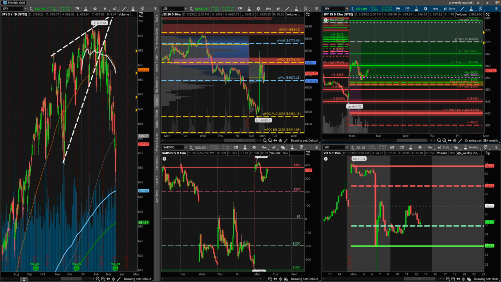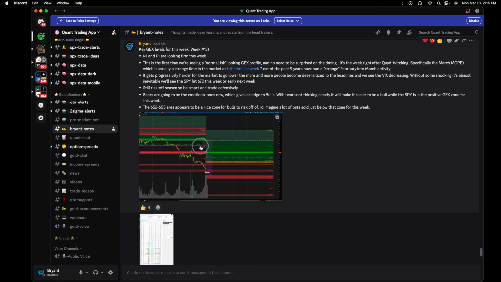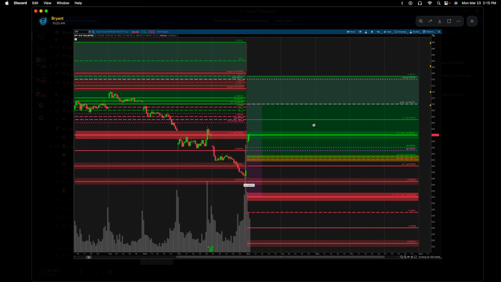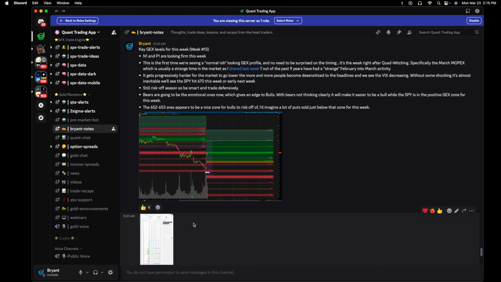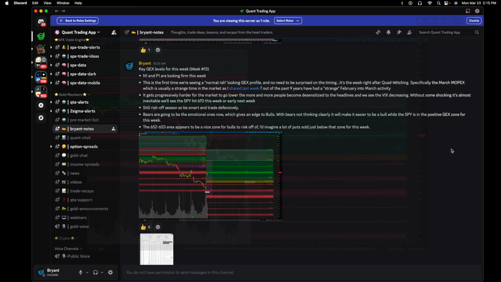Again, I did my analysis very early this morning, as I usually do. I'm just a little late on the video. These are some of my notes. Less than an hour after the market opened, this was what I was essentially thinking then. So all of these levels, again, marked out earlier today based on the data from QTA, which is that snapshot right here. But for the most part, these are the levels.